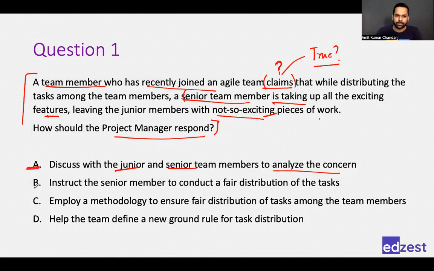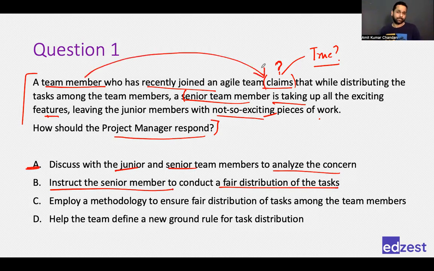Then we go to B. Instruct the senior member to conduct a fair distribution of tasks. If you choose this as an option, then as a project manager, you have already established that whatever the team member is claiming is true, which is not yet done. In this question, there is no discussion around that. So taking this decision of instructing the senior member to conduct a fair distribution of tasks would not be right. Just imagine the senior team member is not doing that, and then you're instructing them to do a fair distribution. They would not like it.